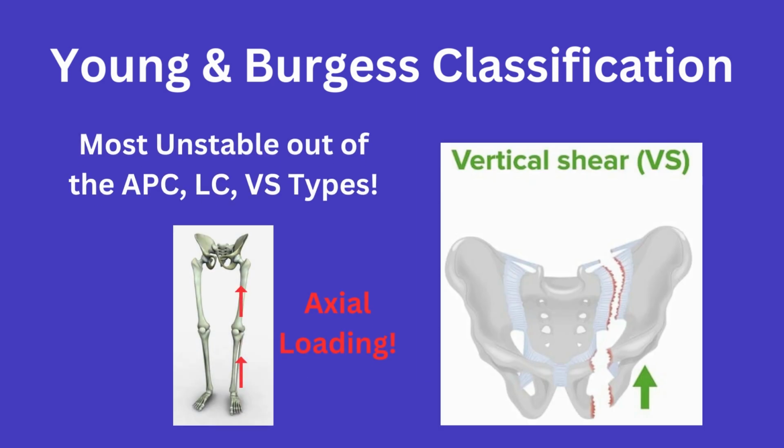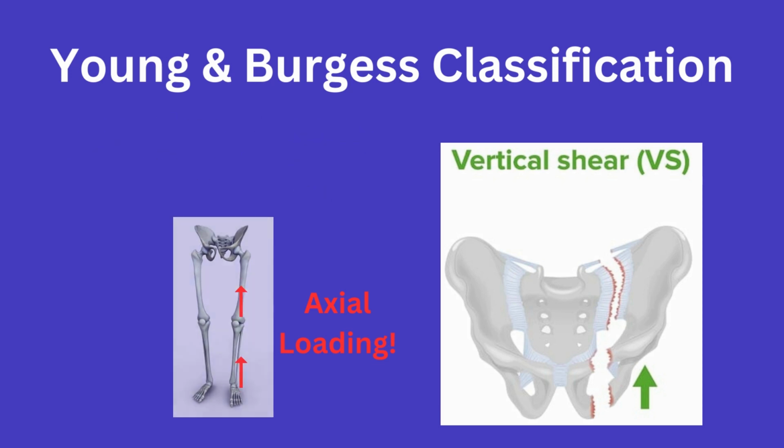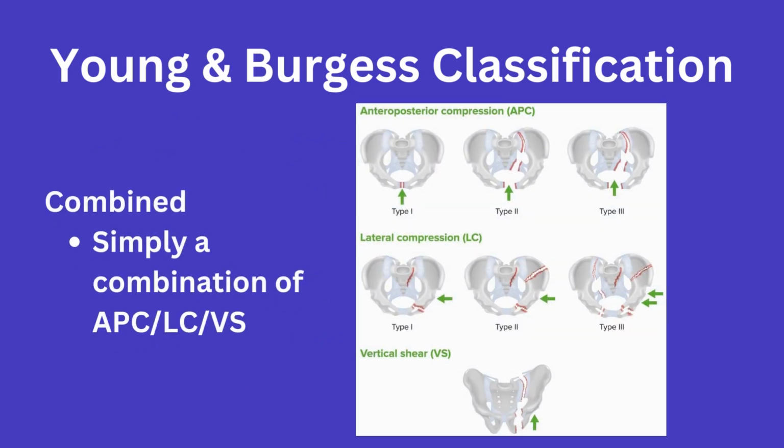Next is vertical shear, which is an injury typically seen where there is an axial load placed on perhaps one leg, seen in individuals who have falls from height, for example. This is the most unstable of the groups listed thus far and involves vertical displacement of the hemipelvis, pubic, and SI joints. Lastly, the combined is exactly what it sounds like and is a complex fracture made up of a combination of the APC, LC, and vertical shear fractures.